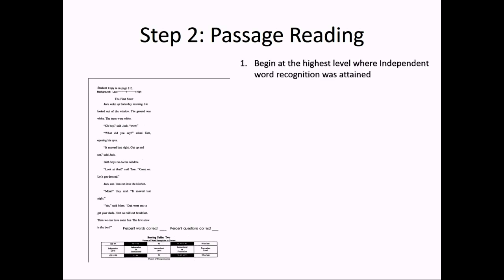Then you begin at the highest level where independent word recognition was attained. So if the child got independent word recognition for the second grade word list, then you would start with second grade reading.